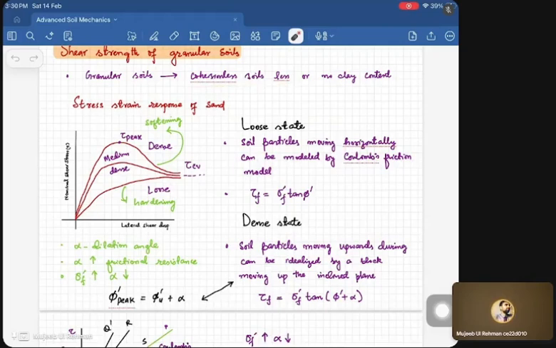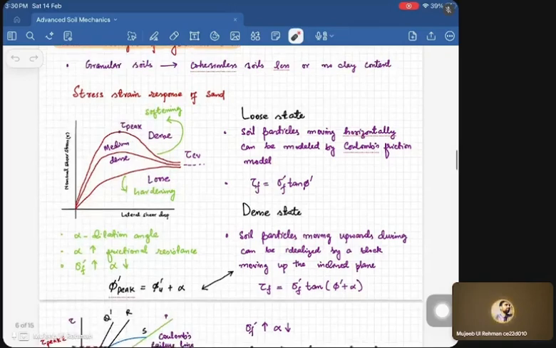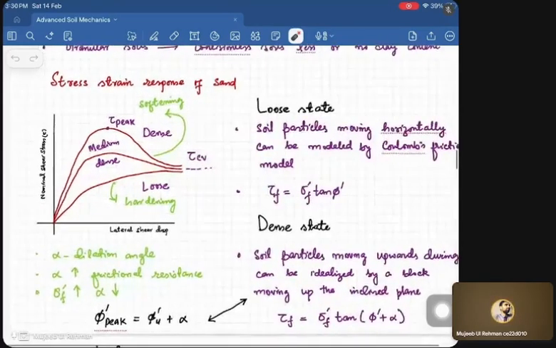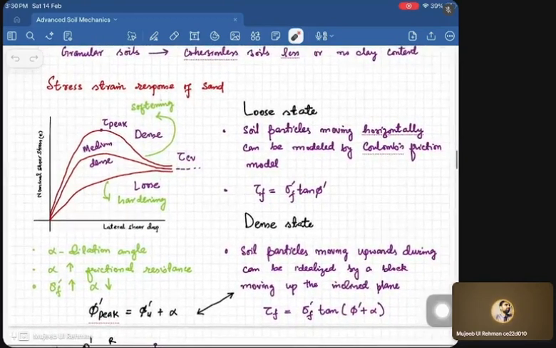The chart which has been shown during the lectures, where the professor showed you how, based on the relative density, we define the sample as loose or dense. Depending upon the initial state of the soil, whether it is loose or dense, the response of the soil changes. Now, these results are from the direct shear test, but the behavior is the same whether it is from the direct shear test or the triaxial test, because the response of the soil will be the same.